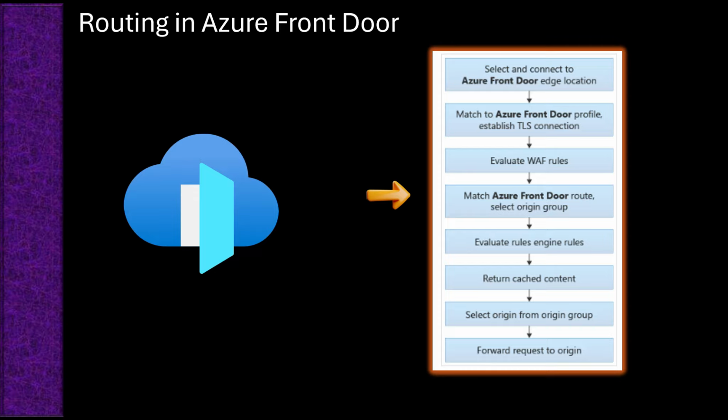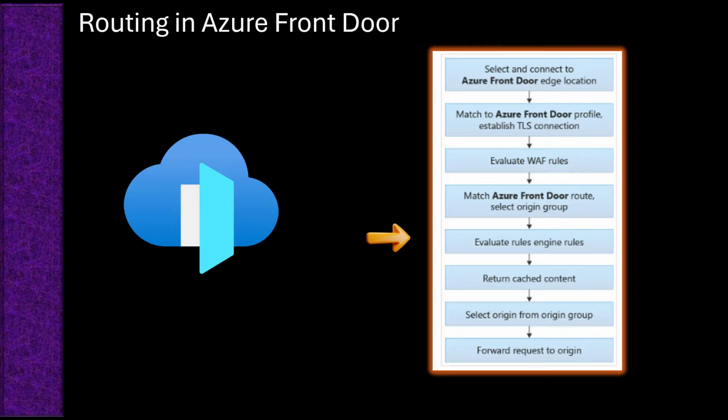Next, Azure Front Door evaluates the routing rules that you have configured. These rules dictate where the incoming request should be sent based on factors like URL path, host names, or geographic location. Front Door matches the request to the appropriate route and selects the relevant origin group, which contains the backend resources such as virtual machines, web apps, and other services for further processing.